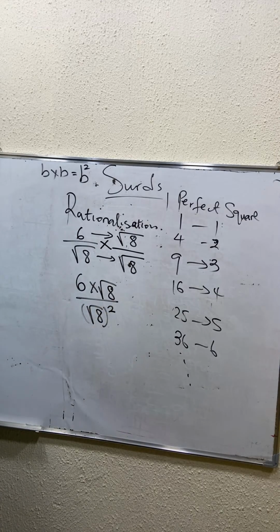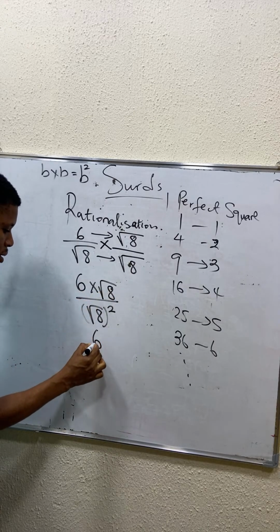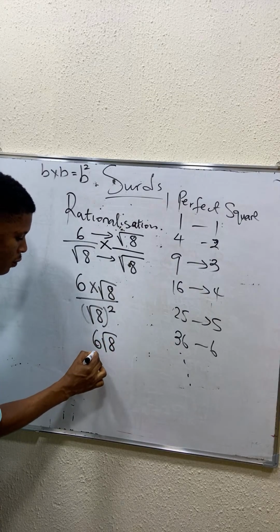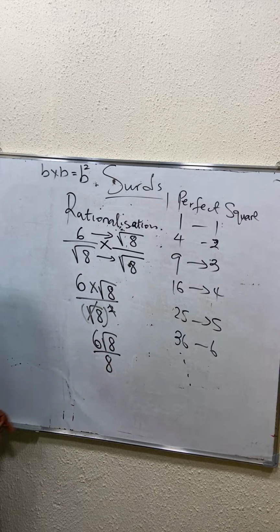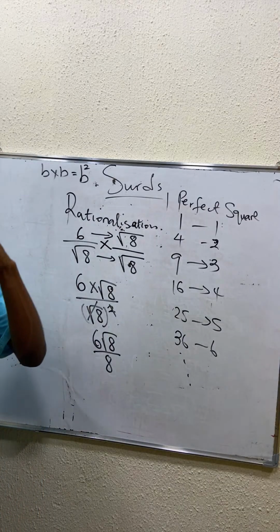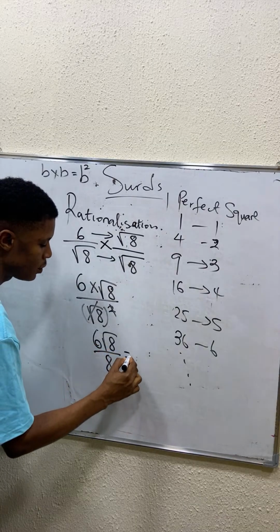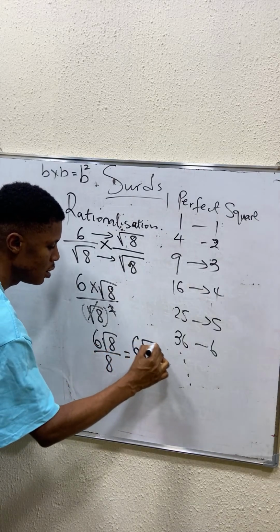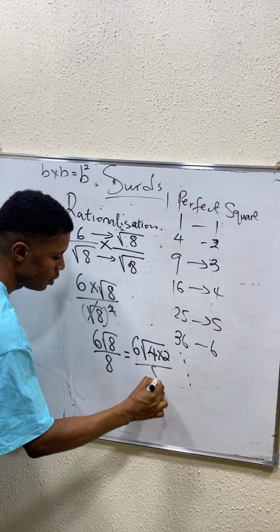If you have it like this, it is very simple. So 6 times root 8 gives you 6 root 8 over, then the square root and the square cancel out, so you have it over 8. But basically, root 8 is not in its simplest form. So what we have to do now is simplify root 8. To simplify root 8, you have 6 into, we think of two numbers, usually 4 times 2, over 8.